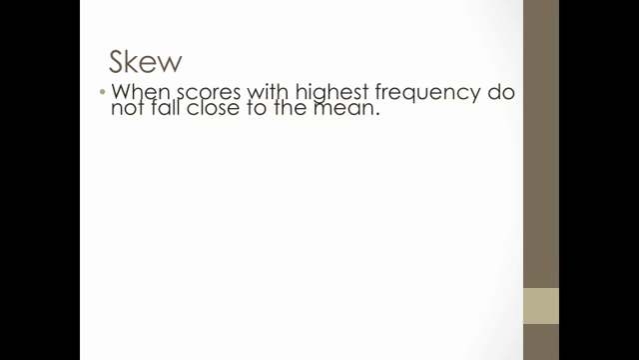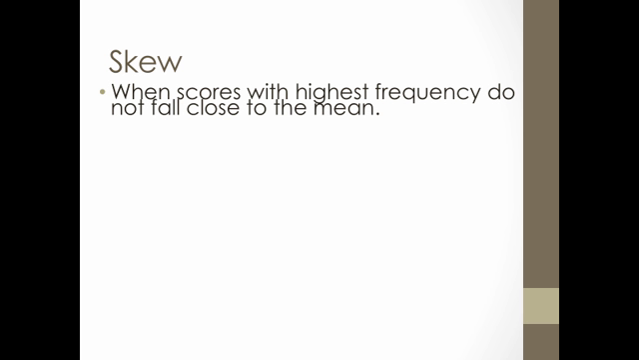So skewed distributions are those that do not take on a symmetric appearance. Essentially, it's when scores with the highest frequency do not fall close to the mean. Skewed distributions can either be positively skewed, which means that the most frequent scores are low, or they can be negatively skewed, which means that the most frequent scores are high. I'll show you an example on the next slide.